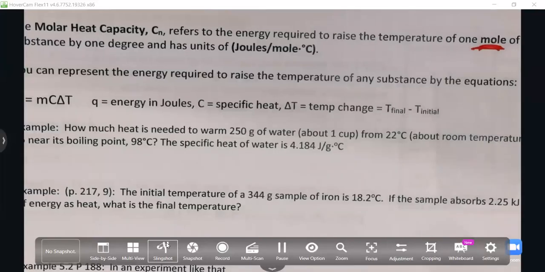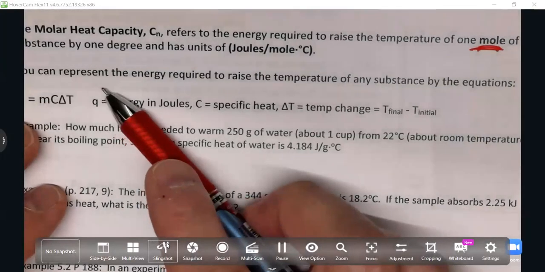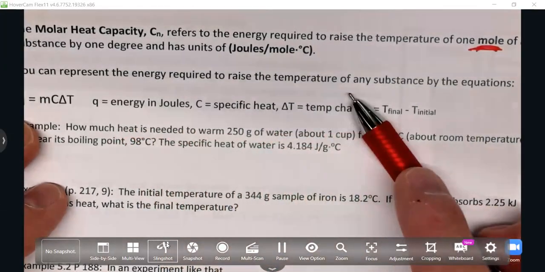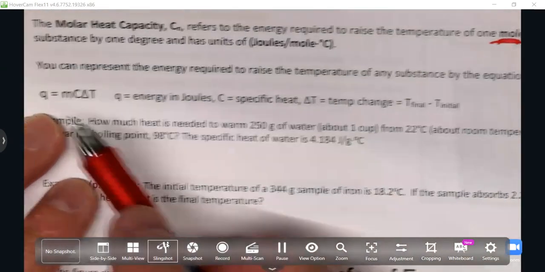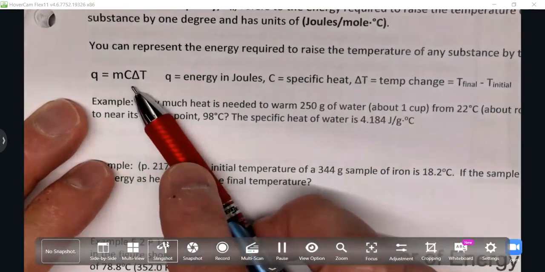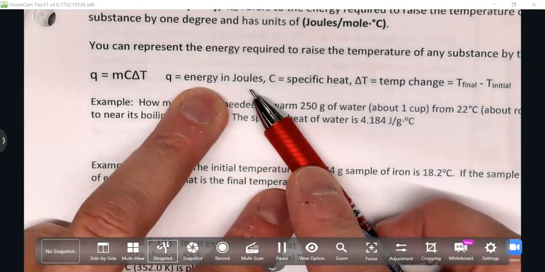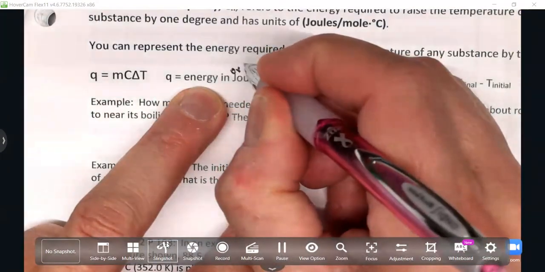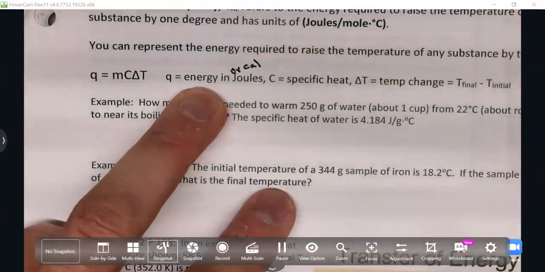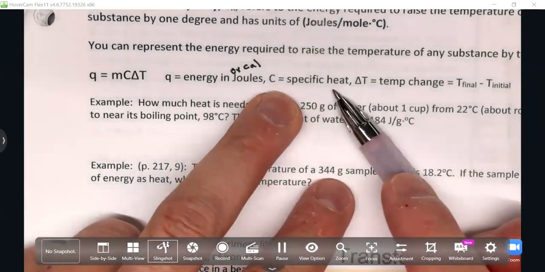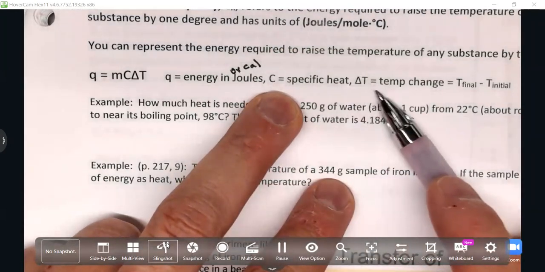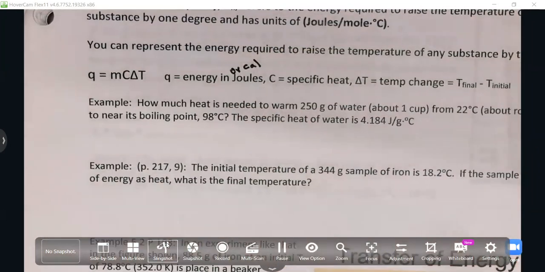Okay. Now, you can represent the energy required to raise the temperature of any substance by this equation. Q is equal to MC delta T. Q is the energy in joules. It could be in calories, depending upon your specific heat. C is specific heat, and delta T is the temperature change from T final to T initial.